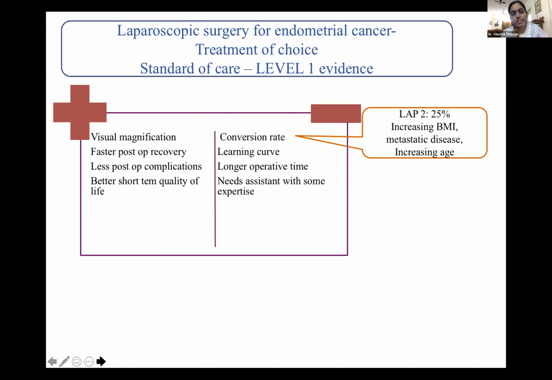So the evidence is there. Laparoscopic surgery for endometrial cancer is the treatment of choice and is the standard of care with level 1 evidence. The obvious advantages are visual magnification, faster post-op recovery with fewer post-op complications, and better short-term quality of life. On the downside, there is a conversion rate to laparotomy. In the LAP2 trial, there was a 25% conversion rate to laparotomy, and this was due to increasing BMI, metastatic disease, and increasing age in descending order.